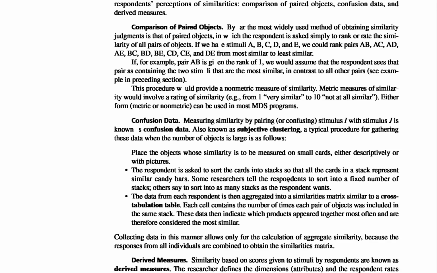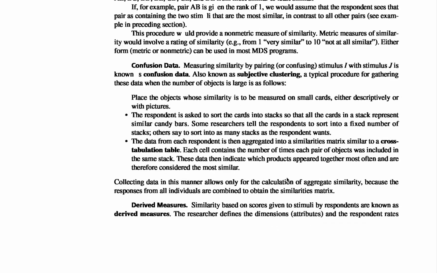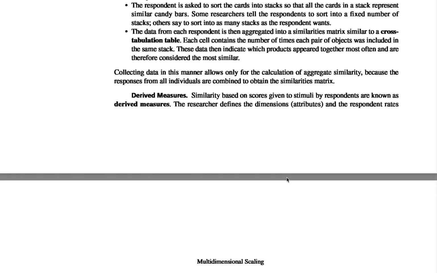The data from each respondent are aggregated into a similarities matrix, similar to a cross-tabulation table. Each cell contains the number of times each pair of objects was included in the same stack. These data then indicate which products were compared together most often and are therefore considered the most similar. Collecting data in this manner allows only for the calculation of aggregate similarities because the responses from all individuals are combined to obtain the similarities matrix.